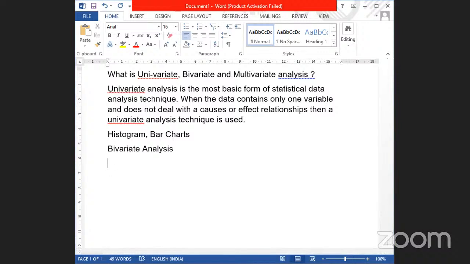Bivariate analysis is slightly more analytical than univariate analysis. When the data set contains two variables and the researcher aims to undertake a comparison between the two, then bivariate analysis is the right type of analysis technique here. And bivariate analysis is conducted using correlation coefficient and regression analysis, in multiple ways.